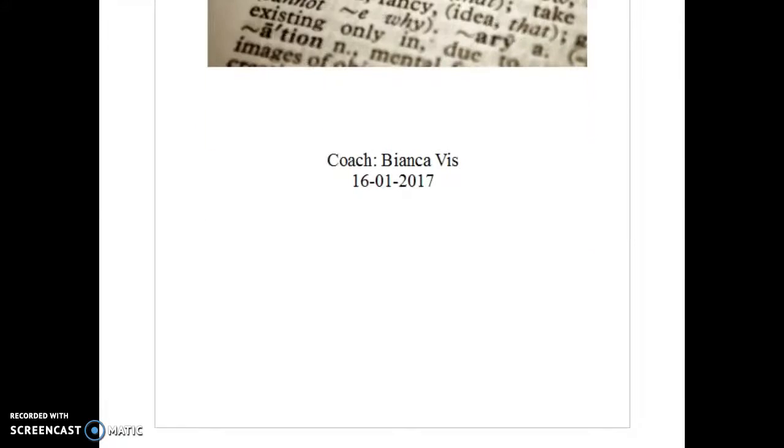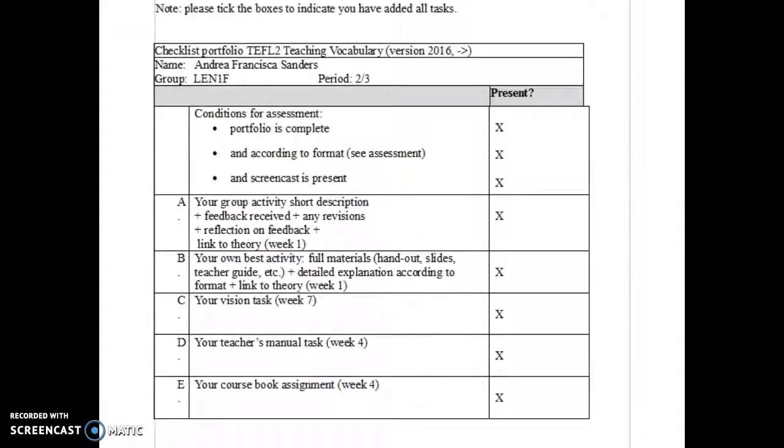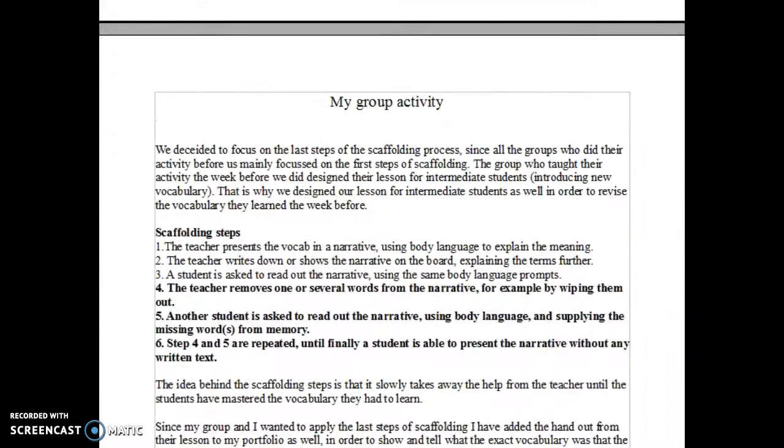My coach's name is Bianca Vis and here we can see my table of contents and my checklist. I have ticked all of the boxes, everything is present, which brings me to my group activity.